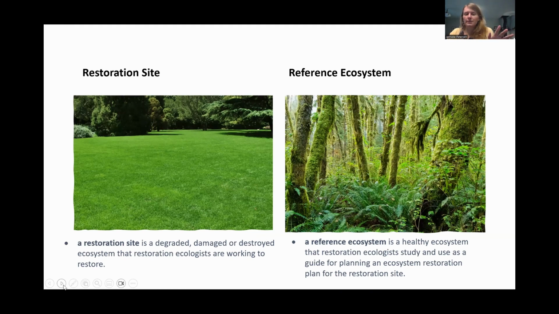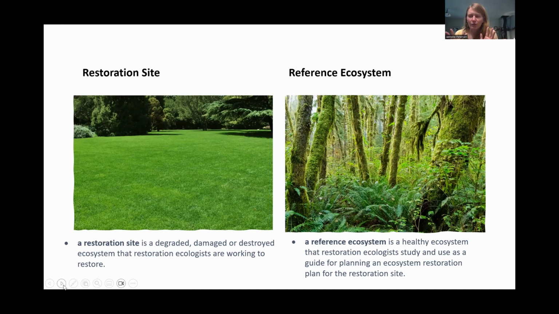Your restoration site is that degraded, damaged, or destroyed ecosystem in your schoolyard. It could be a lawn, gravel, covered in invasives, or pavement if you're doing native container gardening. Your reference ecosystem is a healthy ecosystem that you're using as a guide for coming up with a plant list for your restoration site. Ideally, you have a reference ecosystem in your schoolyard or within walking distance. Go back to the other video for more tips on that.